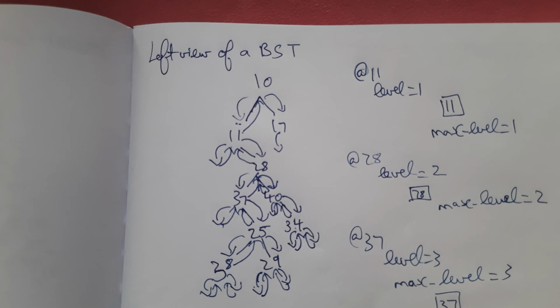So the final values that will be printed, apart from node 10, are 11, 28, 37, 25, and 38 in that particular order. So this represents the left view of the entire binary search tree.